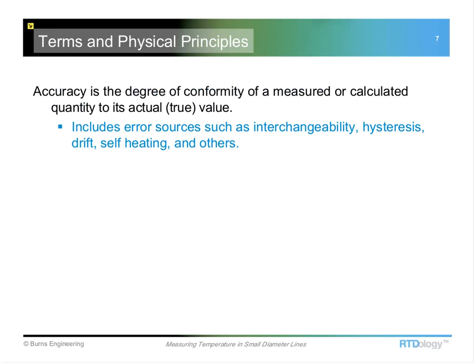And when we talk about accuracy, it's just the degree of conformity of a measured or calculated quantity to its true value. And of course, when we're measuring things, we can never be absolutely accurate. There's always some tolerance around it. And these error sources can come from interchangeability, and that's just the manufacturing tolerances that are used to produce a thermocouple or RTD. And there are things like hysteresis, drift, self-heating, and maybe half a dozen other error sources.